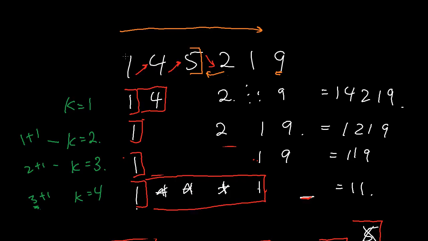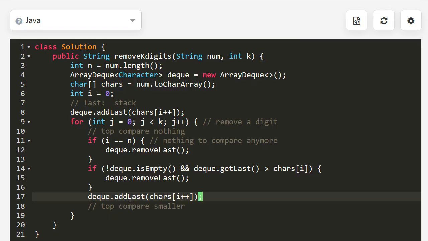So that's the case of 1 reading 4. We don't want 1 to be removed because that means it would get replaced by this massive 4, so we keep 1 and 4 in our deque. So that would be deque.addLast char at I++.